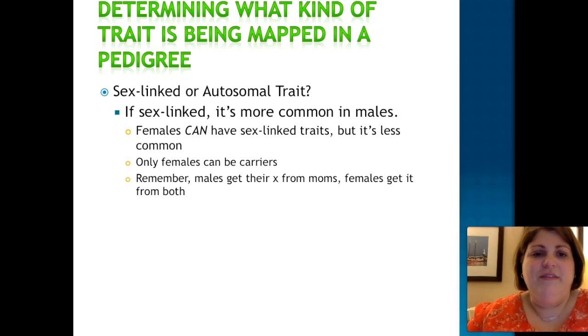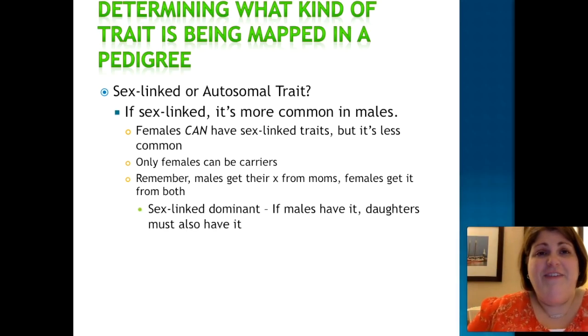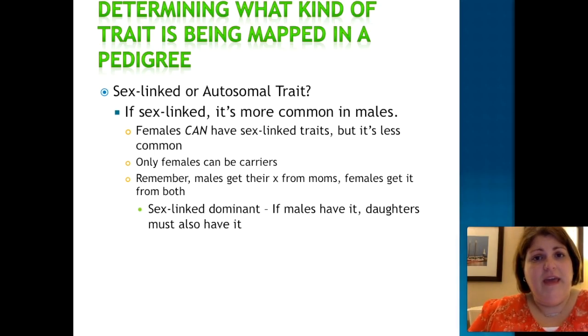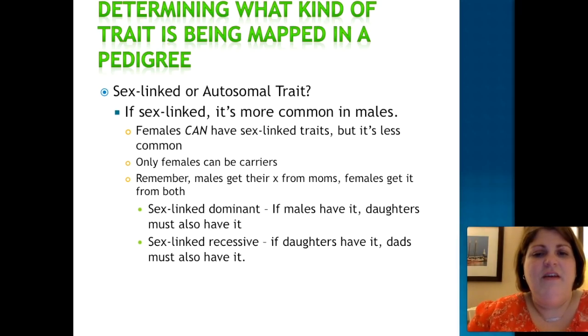Of course, they can only be carriers for recessive traits, but you'll never see a male that's a carrier. Another clue, remember, is that males get their X chromosomes from their mom, and females get it from both parents. So consequently, if it's a sex-linked dominant trait, males that have it, their daughters must also have it, because males only have that one X, and their daughters are going to get an X from both parents. And so if it's dominant, that will be carried on in the female, and the daughter must also have it. If it's sex-linked recessive and daughters have it, they have to have gotten it from their dad, because they have to get it from both parents in order to inherit it.